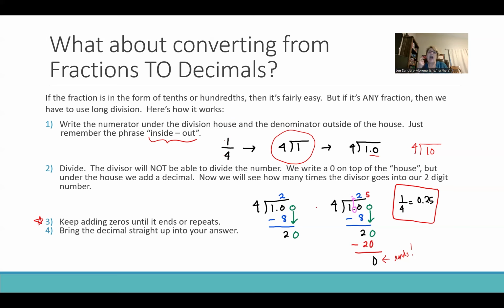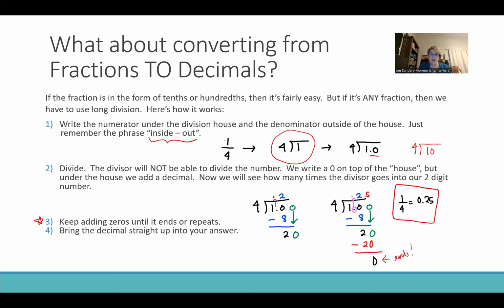Okay. I did not mention, however, what to do with your answer other than the fact that we know that we're done dividing. So the rule is you want to bring that decimal straight up into your answer. Some teachers will do it straight up at the beginning, others will do it at the end. As long as students are bringing that decimal straight up, it's up to you.